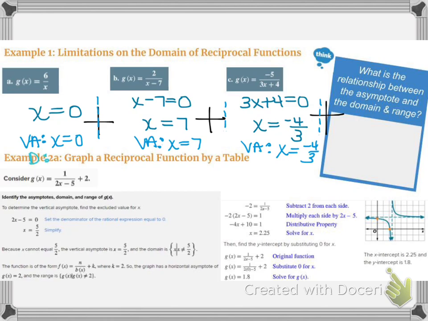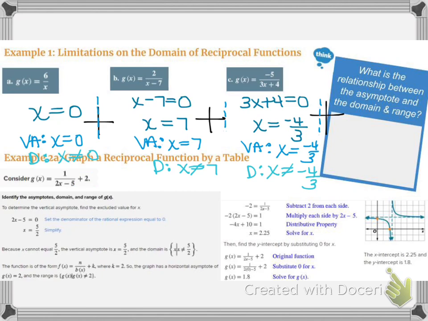This also tells me that my domain, x cannot equal 0, and my domain here, x cannot equal 7, and finally, you may be guessing that x cannot equal negative 4/3 in letter C. Take a look at example 2a. What happens if there's a +2 at the end?